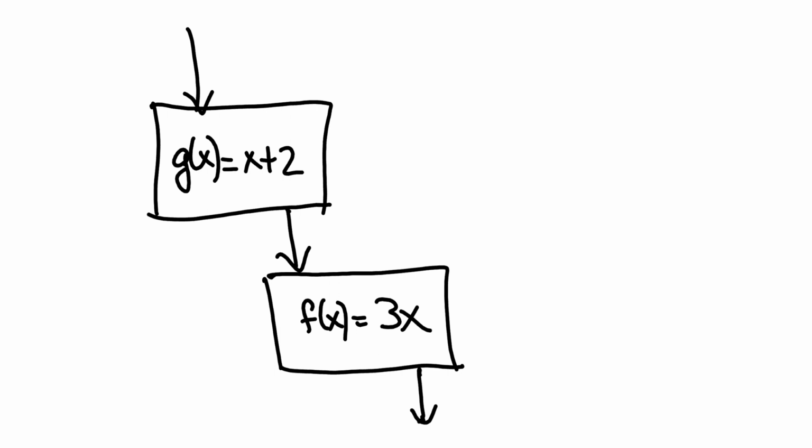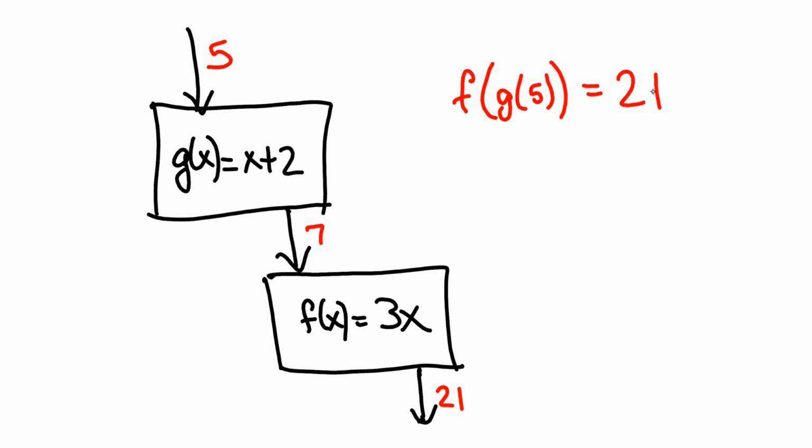So for example, if you take the number 5 as an input into the g machine, the output is 7, but that output from the g machine is an input for the f machine, and so 21 comes out of the f machine, and we would say that f of g of 5 is 21. We totally ignore the 7. 7 is an intermediate calculation. For f of g of 5, we know the input to the first machine, and we know the output from the second machine.